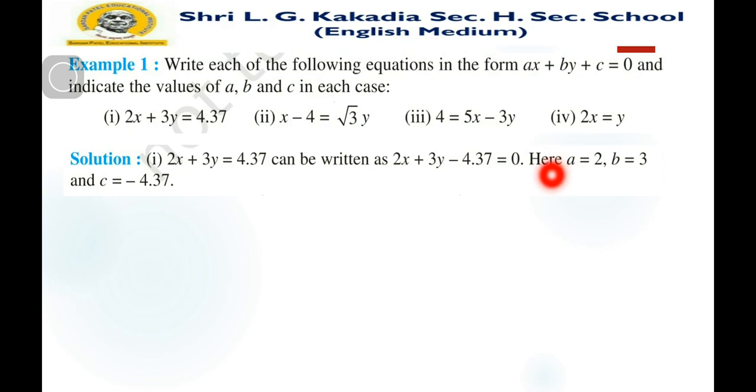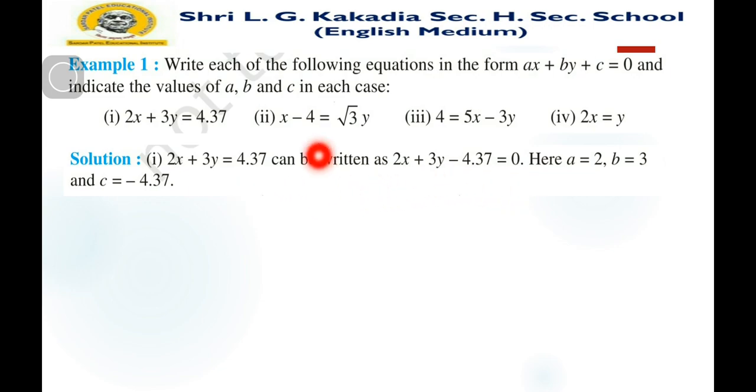Now we compare this equation with the standard form, and then we get a is equal to 2, b is equal to 3 and c is equal to minus 4.37. So in this way we can write it in the standard form as given here, and then we can compare the coefficients of both equations, and then we can find the coefficients a, b and c.